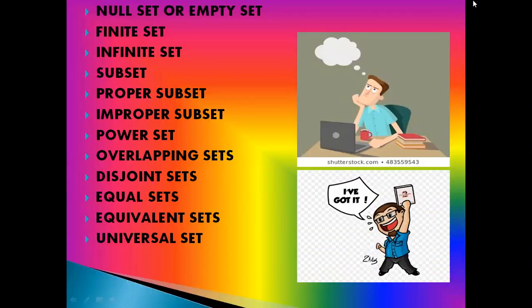As you are watching a lot of numbers on the screen, the first type of set is the null set or empty set. Second is the finite set. Third is the infinite set. Fourth is subset. Fifth is proper subset. Sixth is improper subset. Seventh is power set. Eighth is overlapping sets. Ninth is disjoint sets. Tenth is equal sets. Eleventh is equivalent sets. And the last, of course, is the universal set.